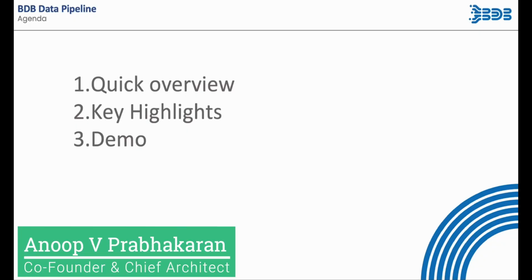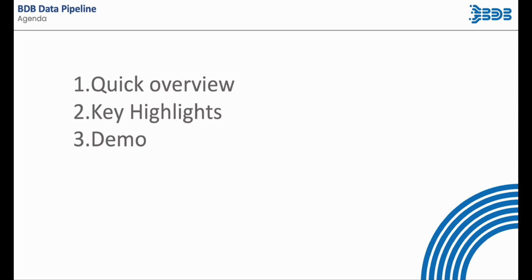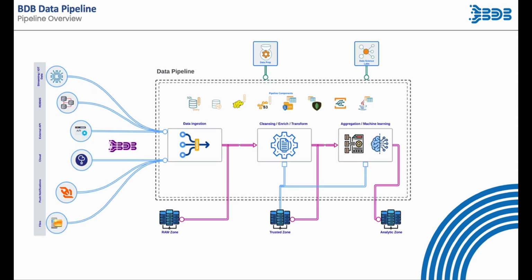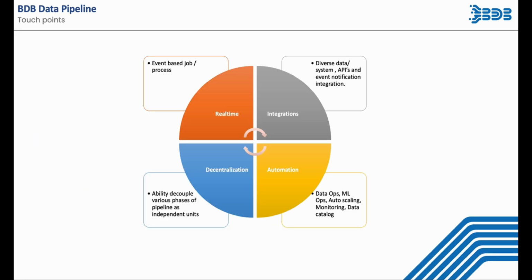Hi everybody. Today we are going to talk about the BDB data pipeline module. This helps you to modernize your data engineering process. BDB data pipeline comes with a low-code drag and drop authoring interface, which allows you to quickly build and deploy pipelines. It supports real-time and batch processing, and integration with diverse data sources, APIs, and real-time data producers.